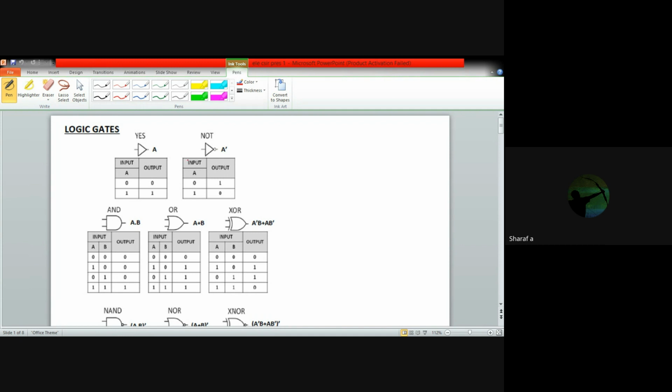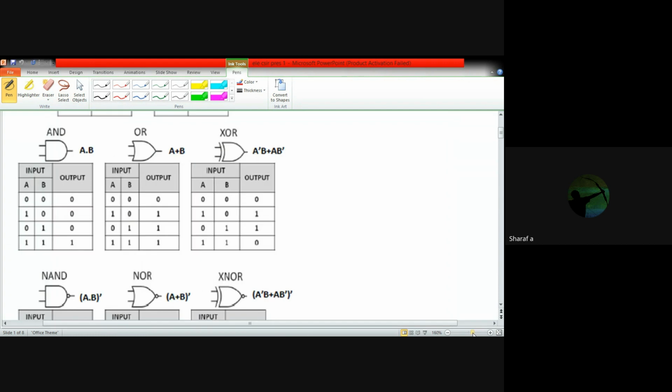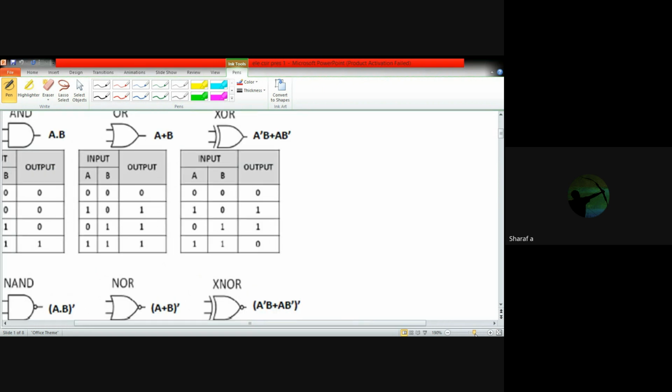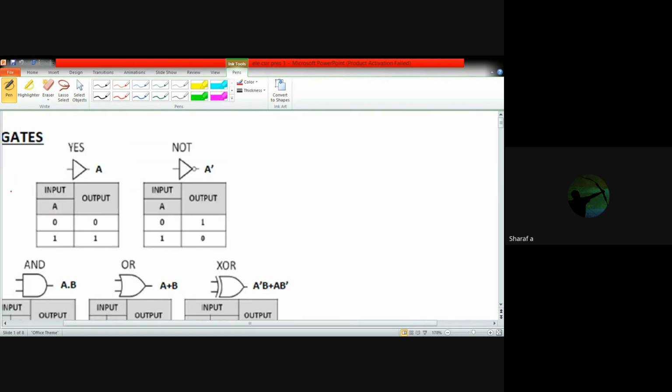As you can see from here, you have different types of logic gates. The first one is not that important, which is the S gate. If you are having an input, so this side you can see, the output is denoted as A here, and the output will be the same as the input. So whatever you give as input, that will be your output. But this is not that important from your exam point of view.